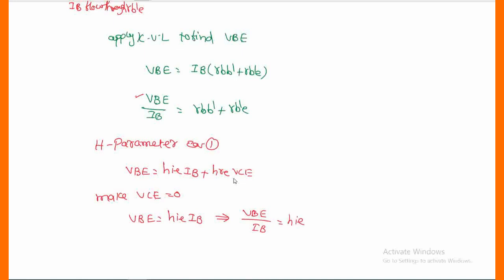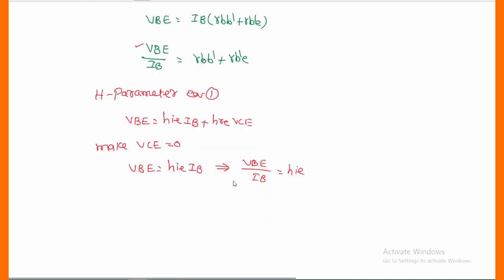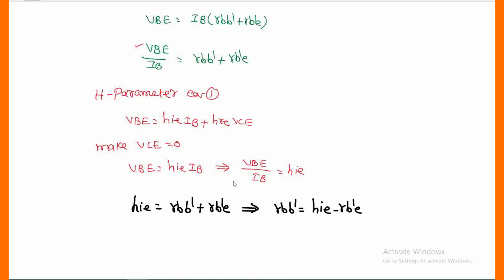Now replace the same in the above equation. Then we get HIE equal to RBB' plus RB'E, so that RBB' equal to HIE minus RB'E.